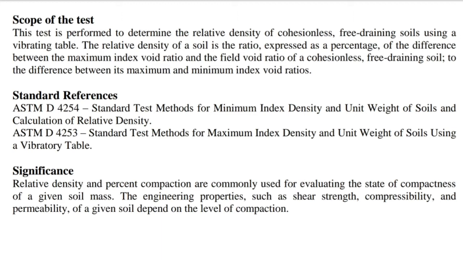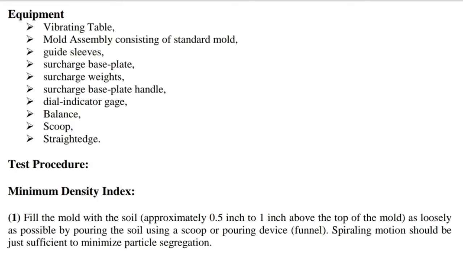Significance: relative density and percent compaction are commonly used for evaluating the state of compactness of a given soil mass. The engineering properties such as shear strength, compressibility, and permeability of a given soil depend on the level of compaction. Equipment: vibrating table, mold assembly consisting of standard mold, guide sleeve, surcharge base plate, surcharge weights, surcharge base plate handle, dial indicator gauge, balance, scoop, straight edge.